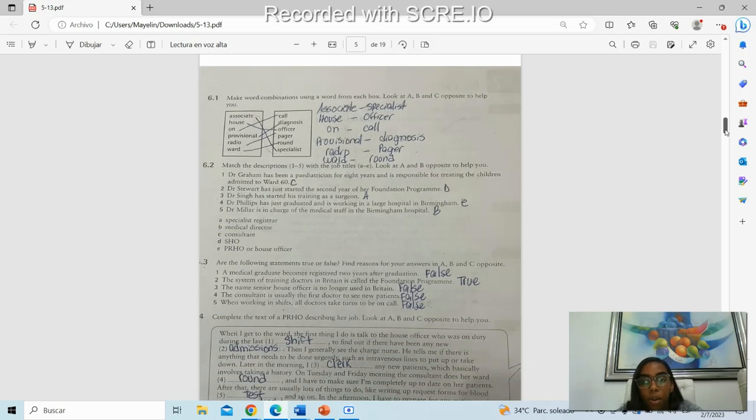Activities. 6.1. Make word combinations using a word from each box. Look at A, B, and C opposite to help you. Associate, specialist, house officer, on call, provisional diagnosis, radio pager, war room. Match the descriptions 1 to 5 with the job titles. Look at A and B opposite to help you.